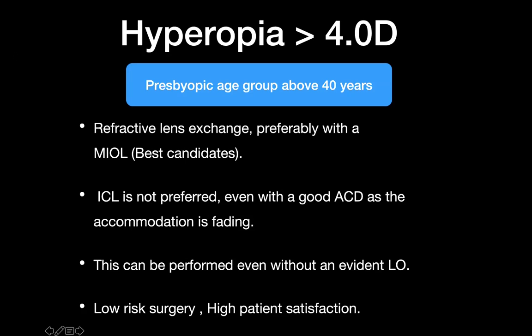But even if you have that, because the accommodation is fading, and this can be performed even without an evident lens opacity. If the patient has a clear lens, you can do a clear lens extraction, or what we call an ACLE, an almost clear lens extraction. It's a low-risk surgery with high patient satisfaction. Multifocal intraocular lenses in hyperopic patients above 40 years are always a good solution.